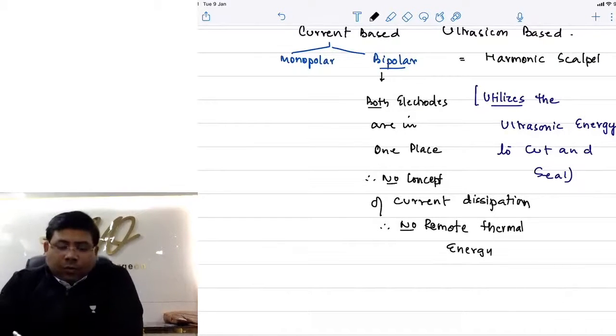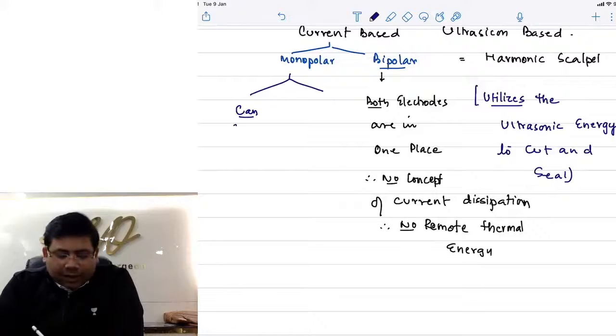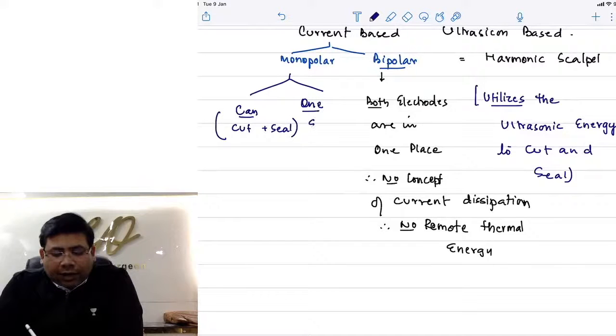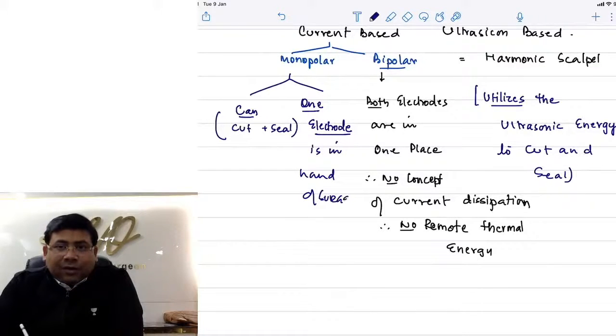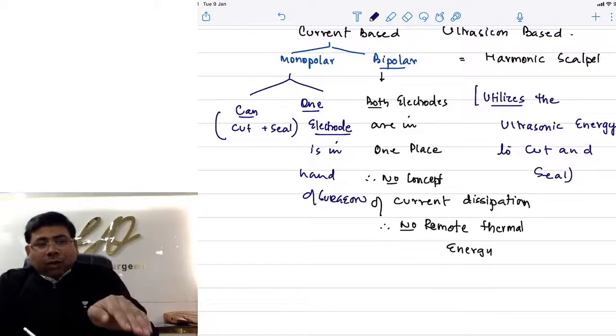Okay, let us talk about the monopolar technology. Monopolar technology can cut as well as seal. What is another important property? One electrode is in the hand of the surgeon, and therefore the current has to travel through the body.